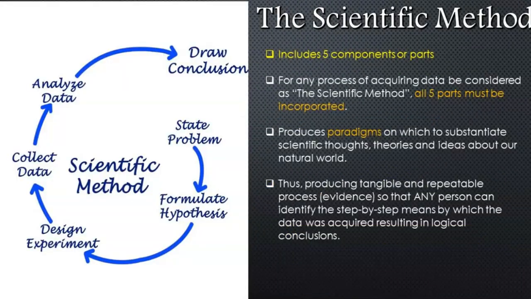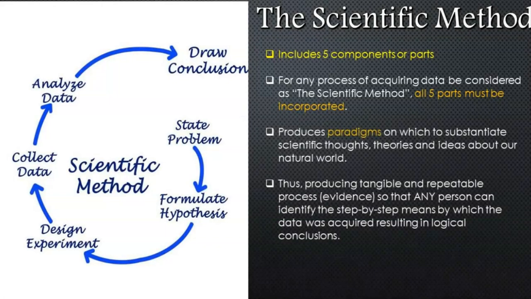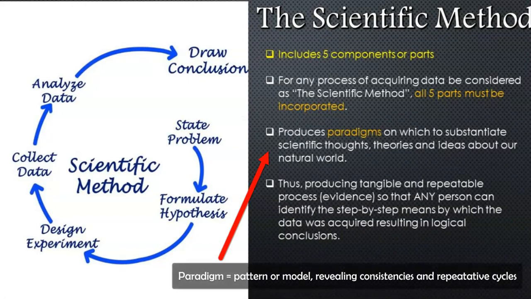So what does it look like? Well, there are 5 components, as I stated earlier, and these 5 components must be incorporated, so all 5 must be present in the process of acquiring information. Now, this has to do with producing paradigms and models and patterns within the natural world to look at theories and laws, which go about looking at everything as working to a certain function.